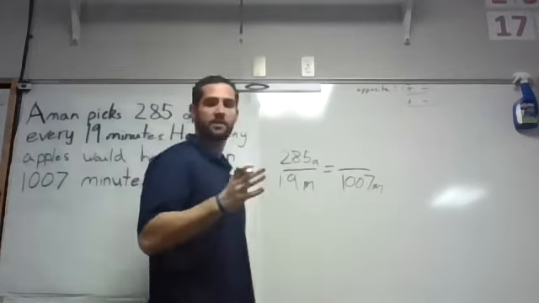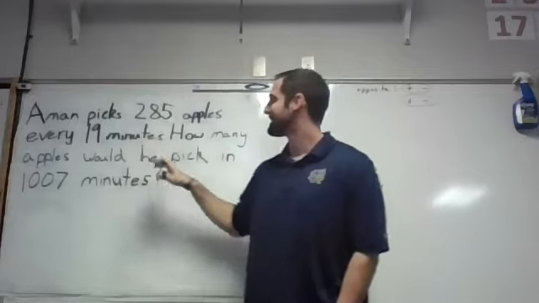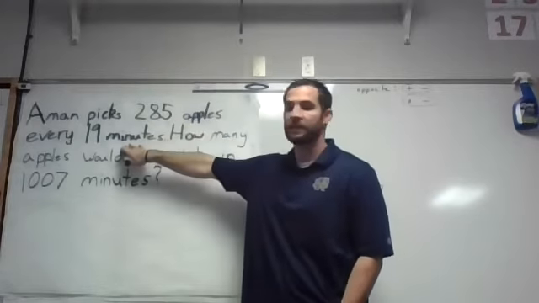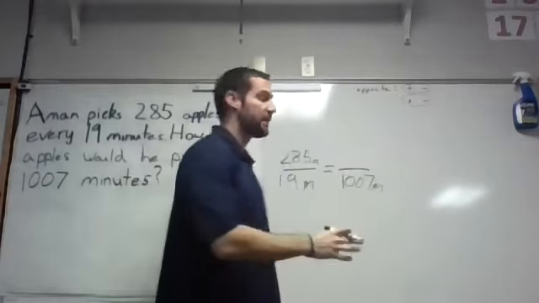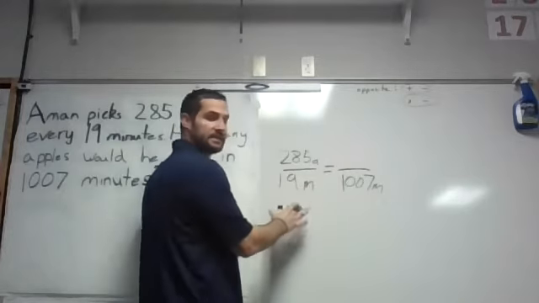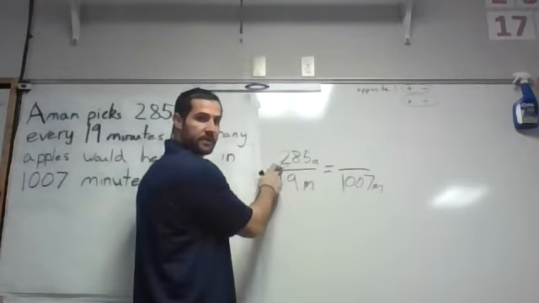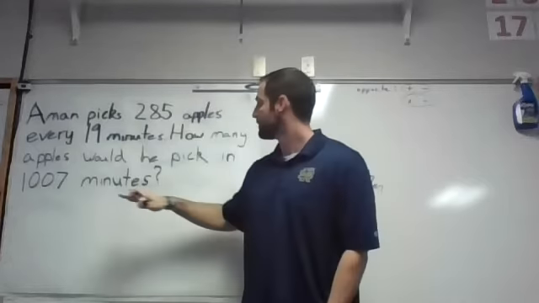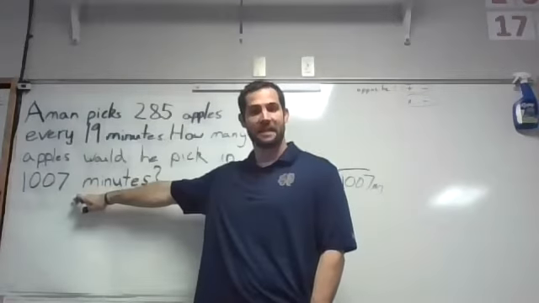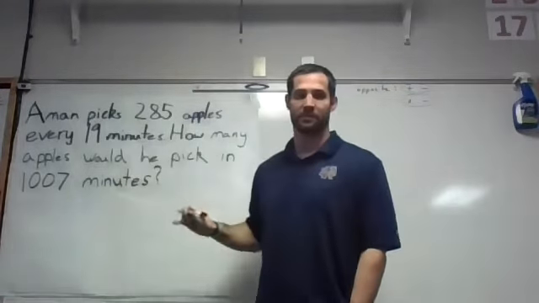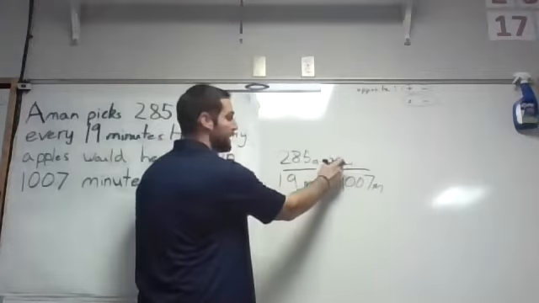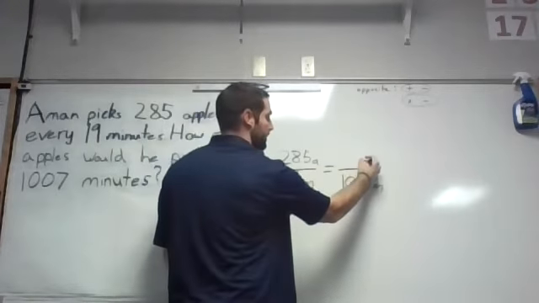Okay, so now, as you can see, the first sentence tells you how many apples were picked and how long it took. Notice how the first fraction displays how many apples and how long it took. And the second fraction tells you how many minutes, but it doesn't tell you how many apples. So we have on this side the amount of time and the total amount of apples.